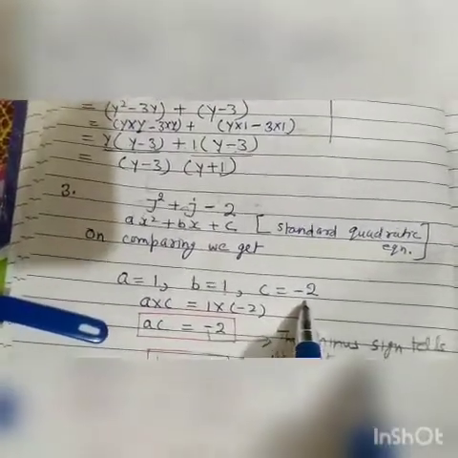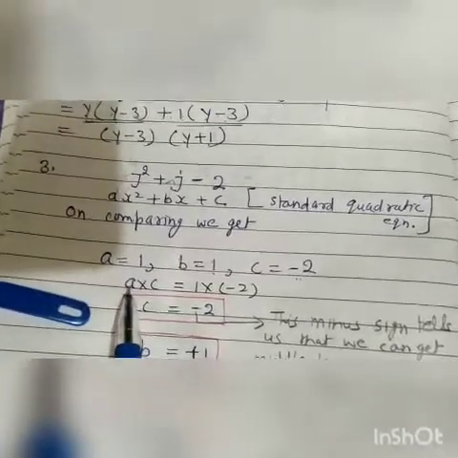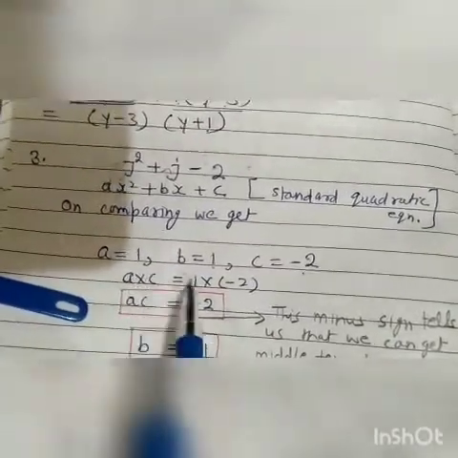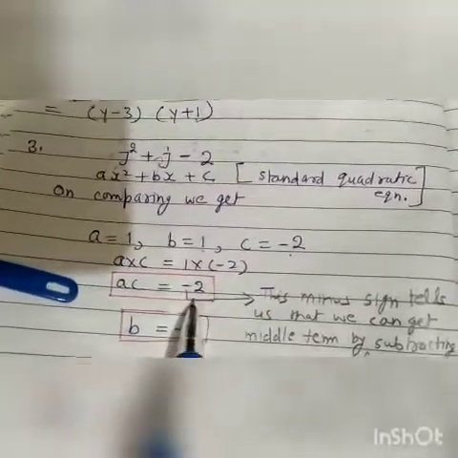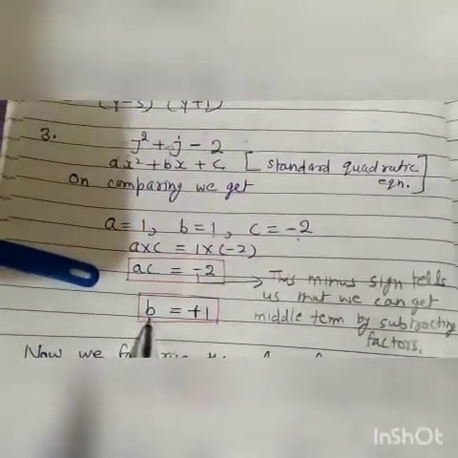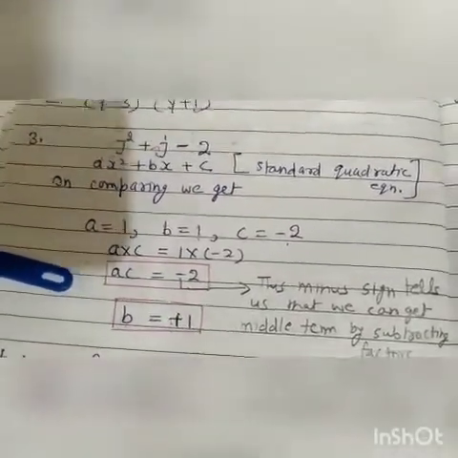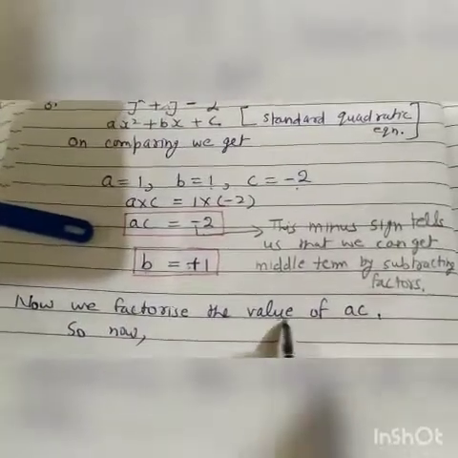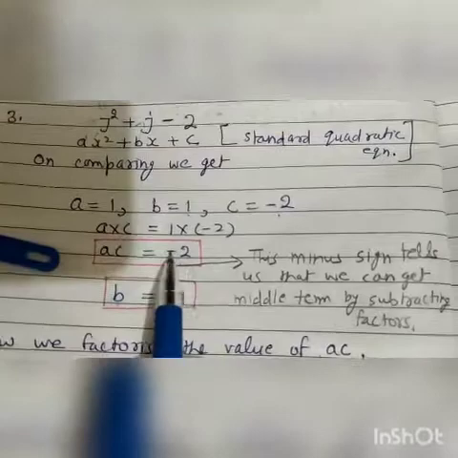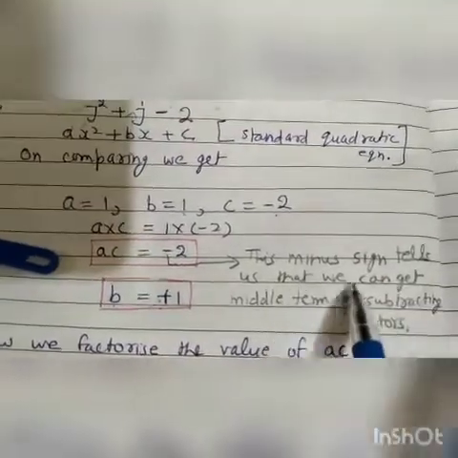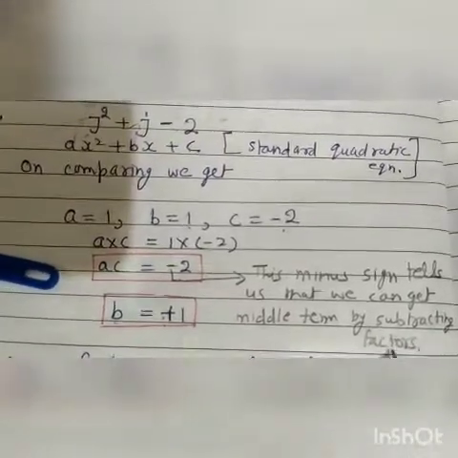This is the first step. Come to the second step. In the second step, we will find the value of ac. So a into c is equal to 1 into minus 2. This is minus 2. And the value of middle term b is plus 1. This is the second step. Now the third step is we will factorize the value of ac. Now we will factorize this minus 2, and this minus sign tells us that we can get the middle term by subtracting factors.